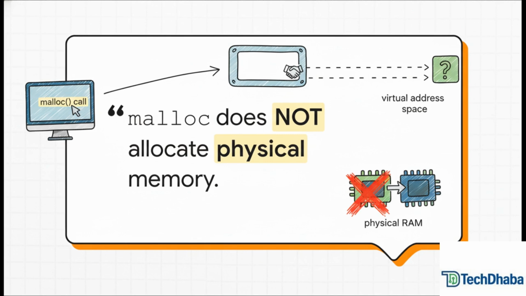Think of it like an IOU. The system gives you a piece of paper that says, I promise there will be a room here for you the moment you try to open the door. But the room itself hasn't been built yet.